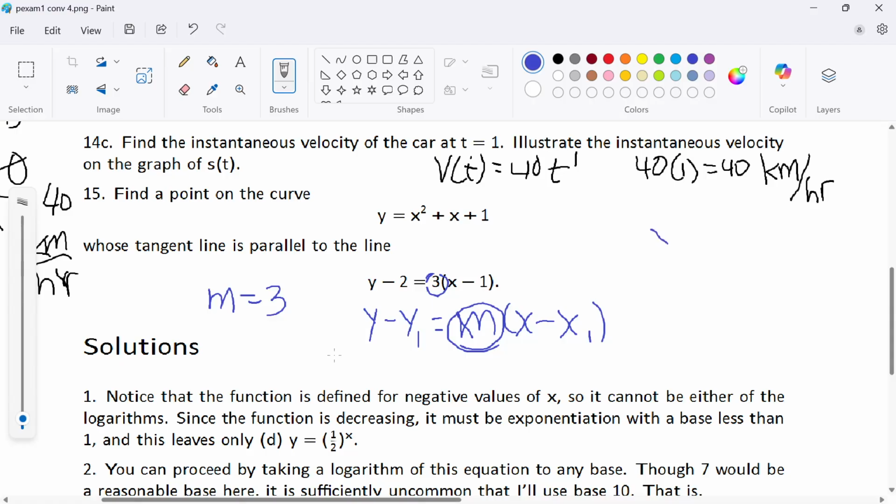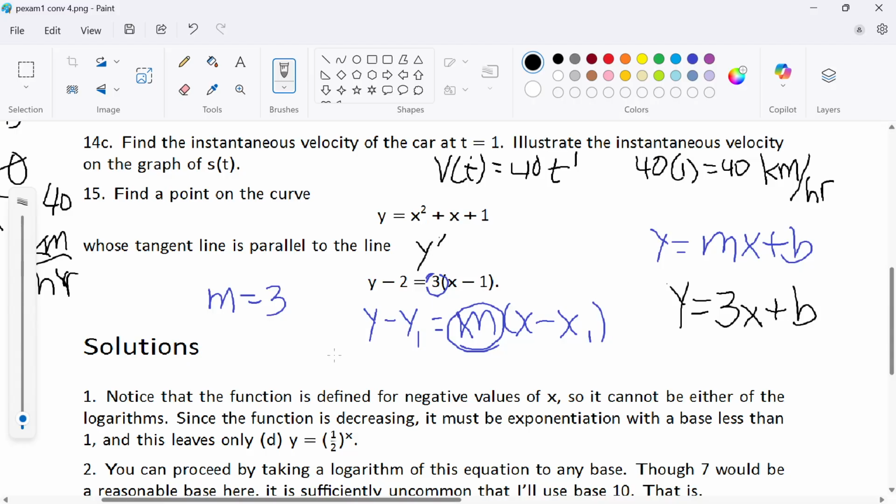And I'm going to put this in y equals mx plus b. And that's 3. So y equals 3x plus b. Well, now I need a point. Find a point on the curve whose tangent line is parallel to the line. Well, to find that point, I'm going to have to take the derivative of this.